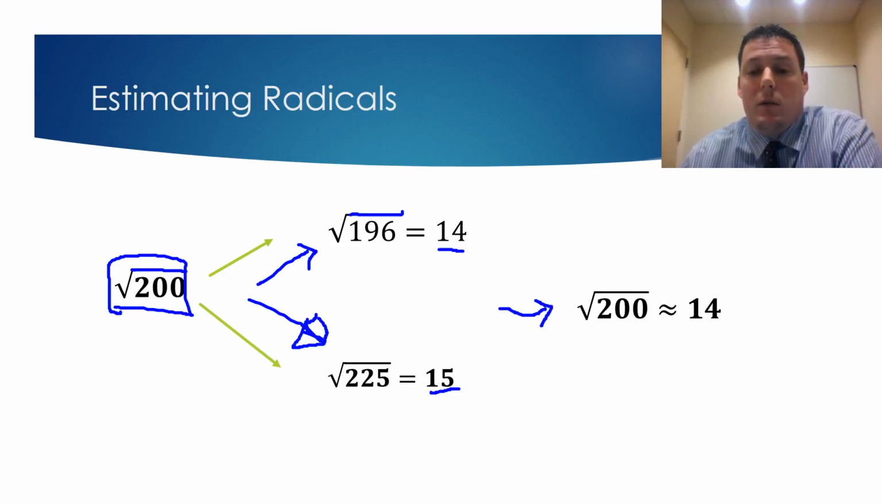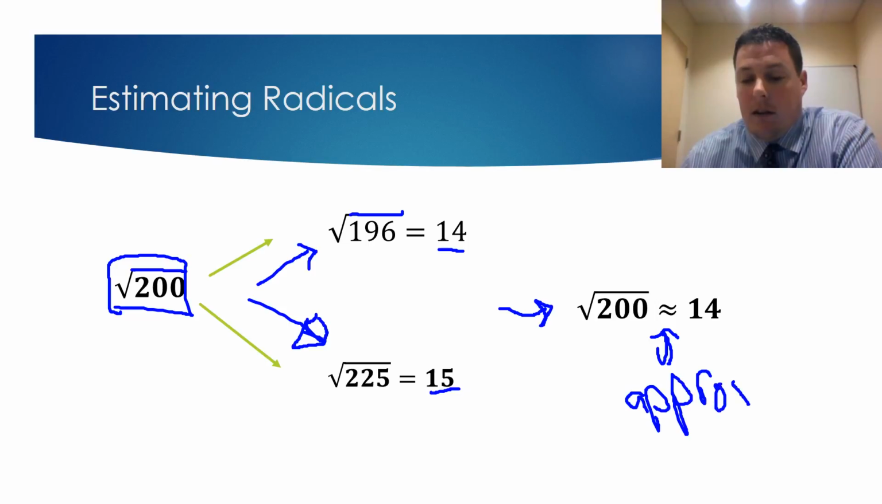So if I ask you to estimate the square root of a number, that's how we would do it. So the square root of 200 is approximately 14. That's what this little sign here is. If you have two squiggly lines shaped like an equal sign, that means approximately. That means you estimated.